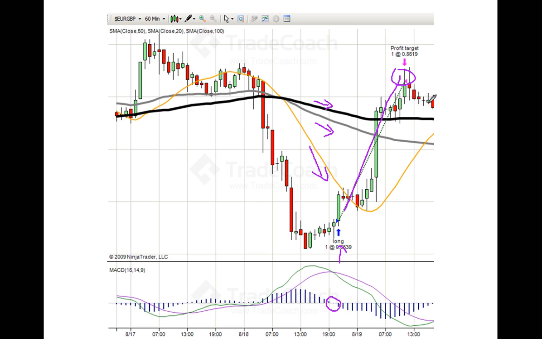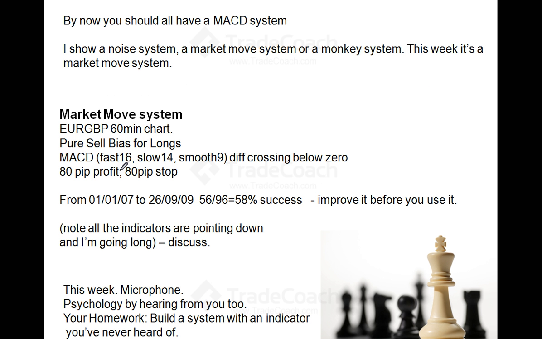Now, there's a few interesting things about what I've taught here. The first interesting thing is, firstly, the settings of my MACD. You remember last week I said just use the standard settings where you can, but has anyone noticed something interesting about these settings? I'll go back up and see if I can give you another hint. Okay, what's interesting about my fast, my slow, and my smooth? Can anyone pick it?